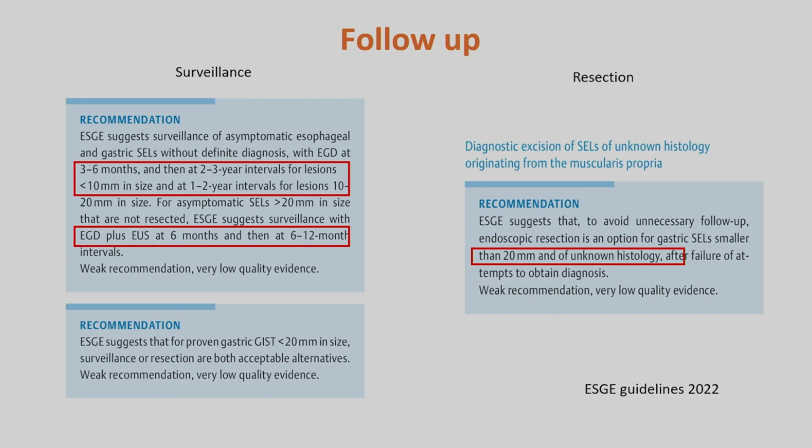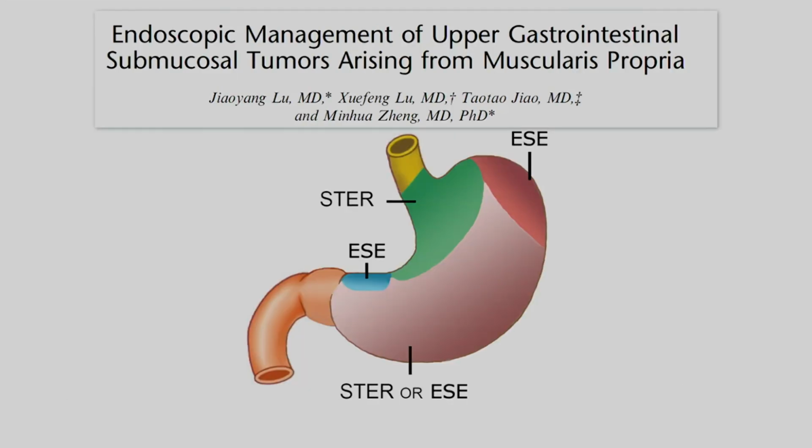For asymptomatic SELs which are more than 20 millimeter in size, that are not resected, ESGE says surveillance should be done for these lesions with EGD and EUS at 6 months and then at 6 to 12 months. They also say that those lesions which are less than 2 centimeter, for which you tried to determine the histology but could not, you can resect them so that you don't have to do surveillance again and again. And this depends on the expertise, what you can do, either STER or endoscopic resection.